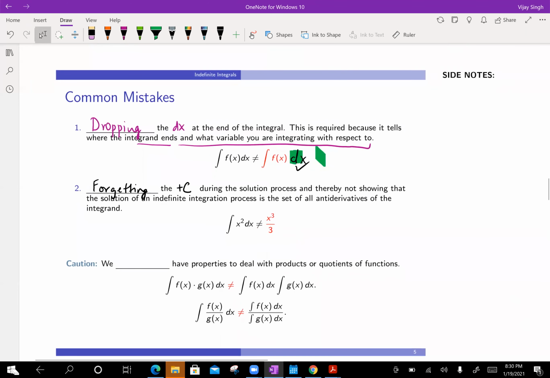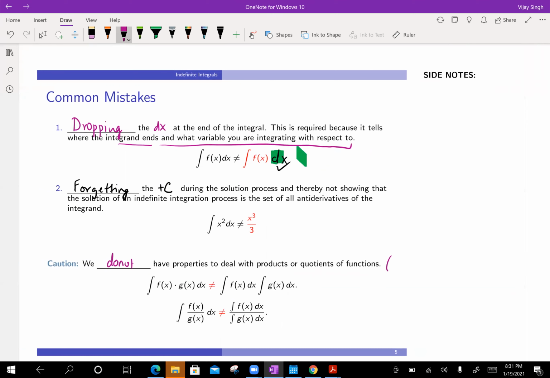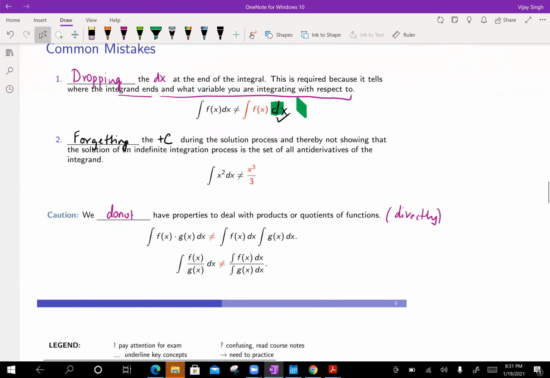Also, we have to be careful about quotients and multiples. We do not have the property to deal with products and quotients of functions directly. We'll come to some of them, like substitution and integration by parts, where we'll have a partial result. But clearly, this is not true.